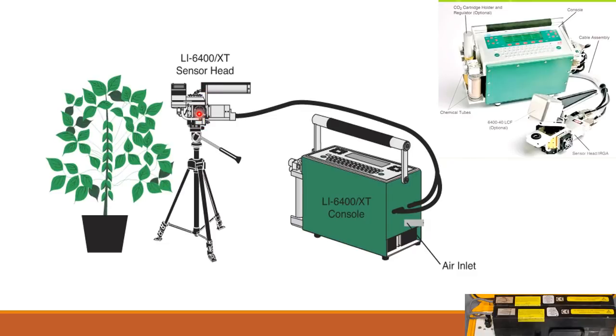For the light measurement, an external quantum sensor is connected. One quantum sensor is also connected with the sensor head for measuring the light. And for measuring the leaf temperature, a thermocouple is held at the bottom of the leaf chamber.